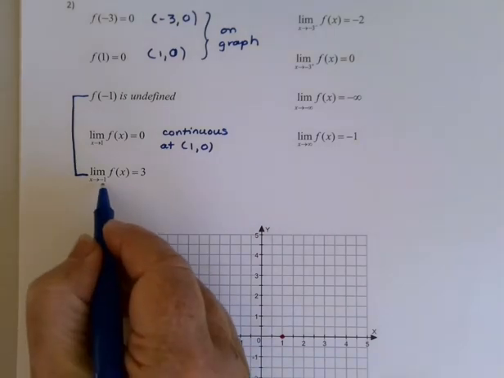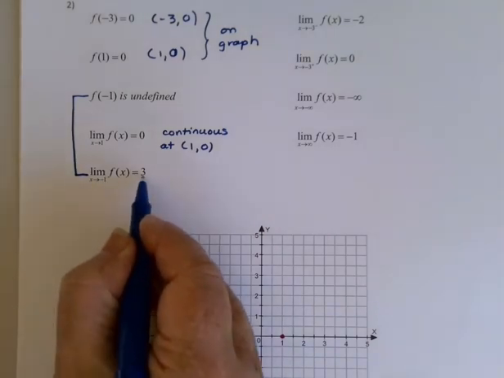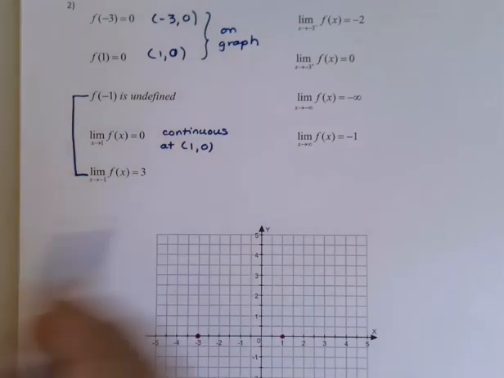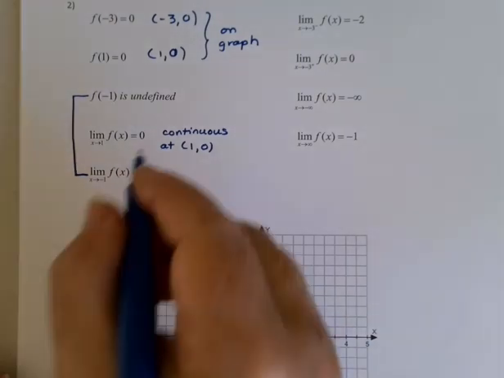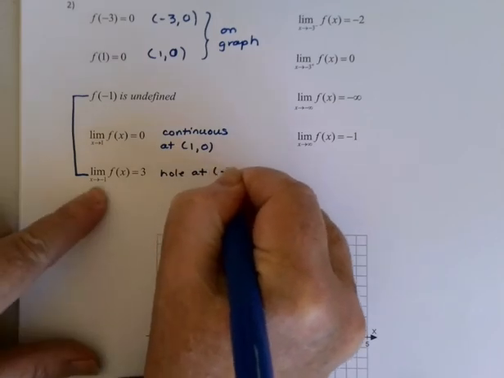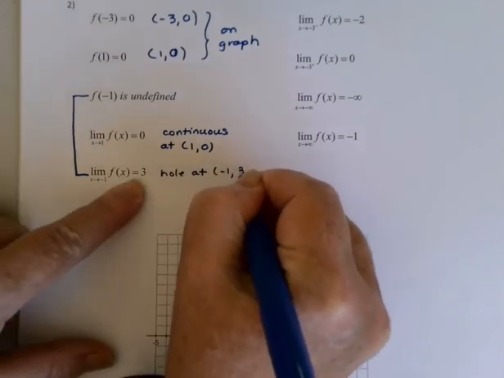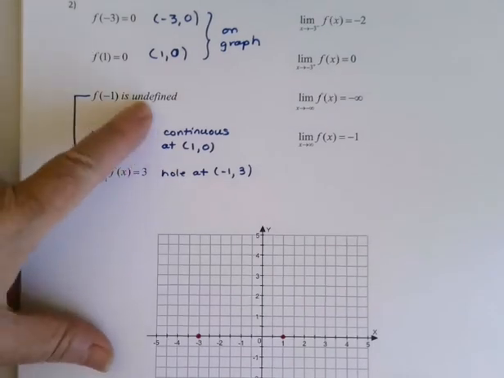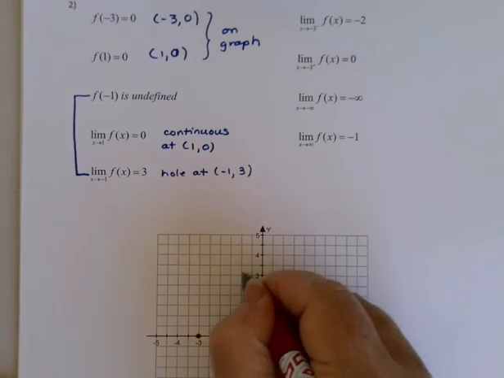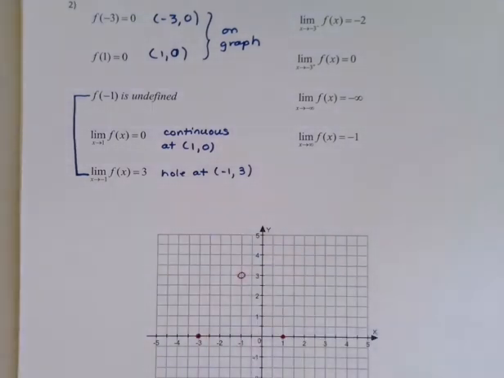As I approach -1, the y value approaches 3. So it approaches a finite limit, a number. And yet the function is actually undefined. This must be a hole in the graph. At the point where x is -1, the y value is trying to be 3, but it's actually undefined. So negative 1, 3. Put in a little hole in the graph, a little puncture.